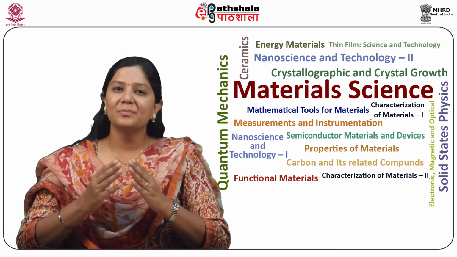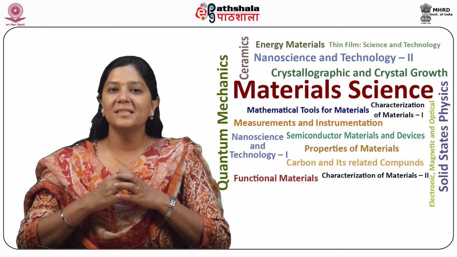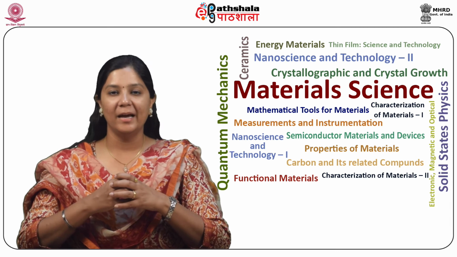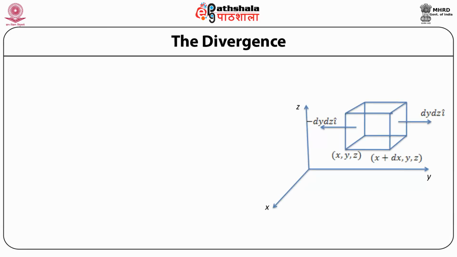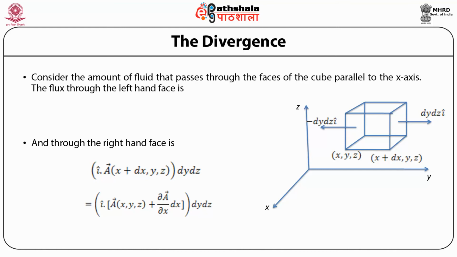Now consider a small cube of matter with edges of length dx, dy, dz as shown in the figure. A vector is equal to Ax as a function of x, y, z into i cap plus Ay as a function of x, y, z into j cap plus Az as a function of x, y, z into k cap. Now consider the small amount of fluid that passes through the faces of the cube parallel to the x-axis.